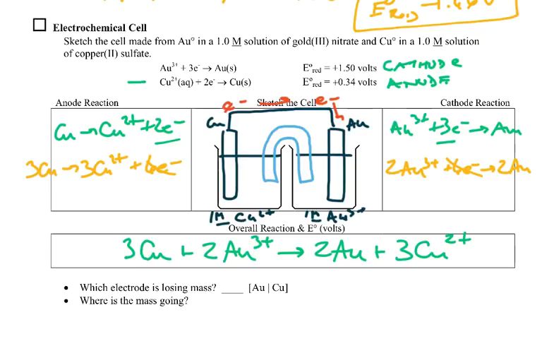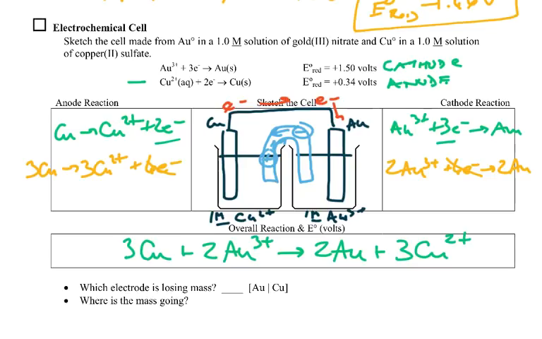And so sketch the cell. Okay, so I think actually I have everything on here that I have to have in order to show this reaction. So copper in a copper ion solution, gold in a gold ion solution. I'll have my salt bridge to keep everything electrically neutral. If I wanted to go further into what's going on, okay, I would know that my negative ions are flowing toward the anode, and then my positive ions are flowing toward the cathode. Okay, but you know, they're not asking for that.